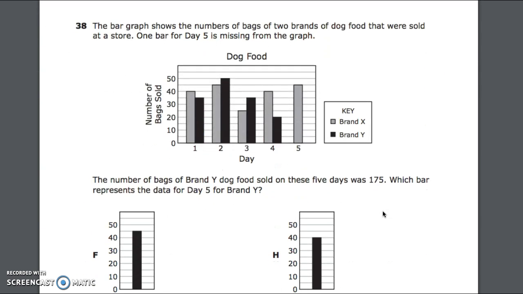Number 38. The bar graph shows the number of bags of 2 brands of dog food that were sold at a store. 1 bar for day 5 is missing from the graph. Dog food. Number of bags sold, day. Key. Brand X, brand Y. The number of bags of brand Y dog food sold on these 5 days was 175. Which bar represents the data for day 5 for brand Y?